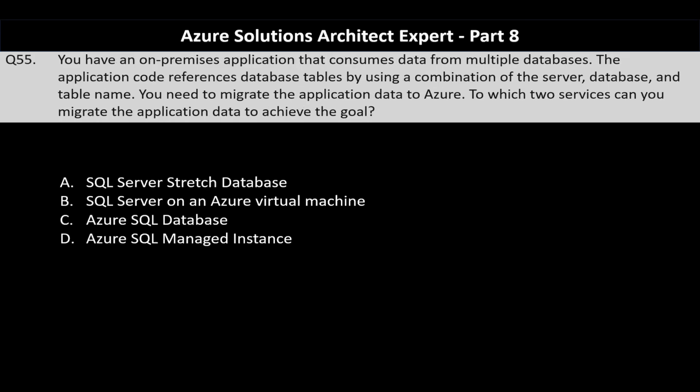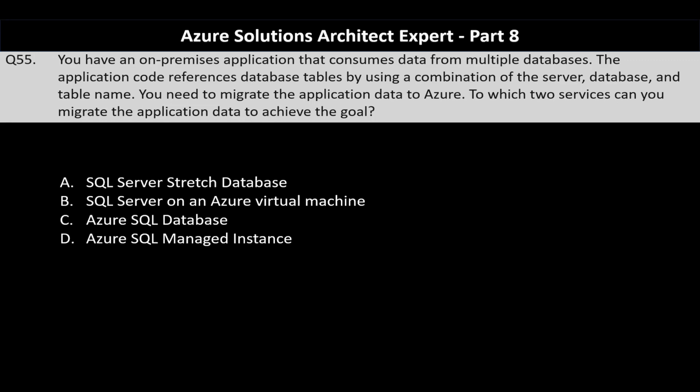Let's look at question number 55, friends. You have an on-premise application that consumes data from multiple databases. The application code references database tables by using a combination of the server, database, and table name. You need to migrate the application data to Azure. To which two services can you migrate the application data to achieve the goal? Your options are SQL Server Stretch Database, SQL Server on an Azure virtual machine, Azure SQL Database, Azure SQL Managed Instance.